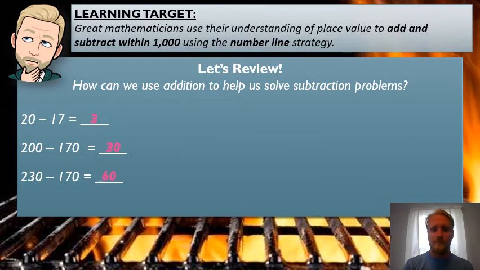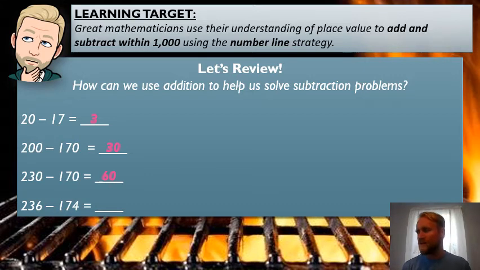All right, last problem. 236 minus 174. Ooh, okay, so now we're throwing in the ones place in there. It's a little bit trickier. What is it? All right, you guys are on a roll. Give me a pound. All right, so we get 62.